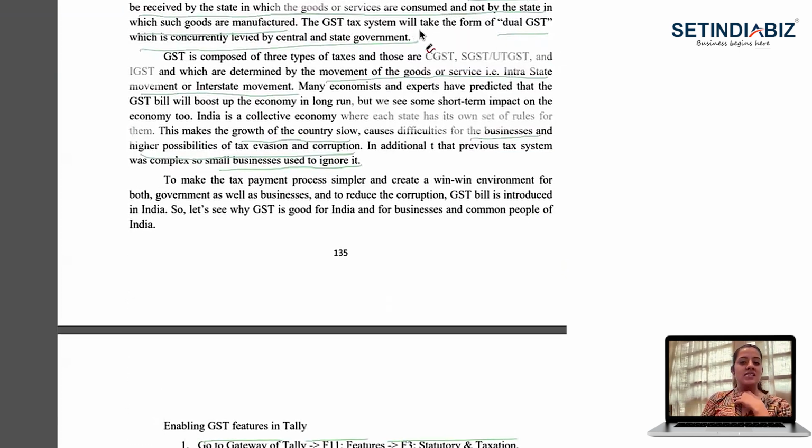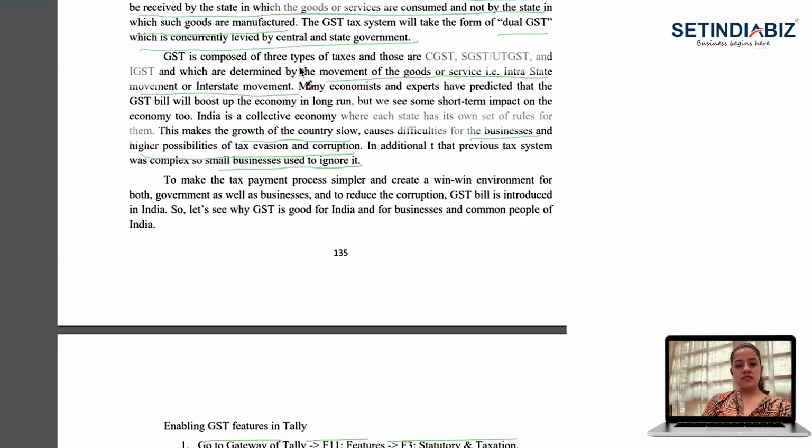Now, the GST tax system will take the form of dual GST, which is concurrently levied by central and state government. So either it is CGST and IGST, or it is SGST, or UTGST. CGST is central goods and services tax, and SGST is state goods and services tax.